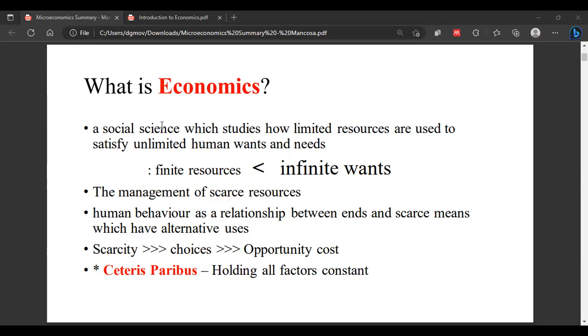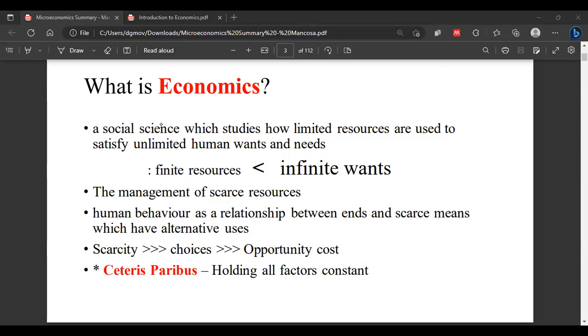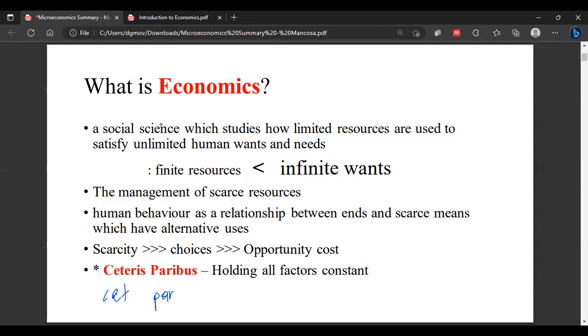So the term is borrowed from Latin, and it's pronounced ceteris paribus. Why is it important for us to borrow this term? Ceteris paribus, or set par. Excuse my handwriting. I haven't written since I left matric, so it's a difficult process. Set par, we're borrowing from Latin. Why do we need to borrow from Latin?